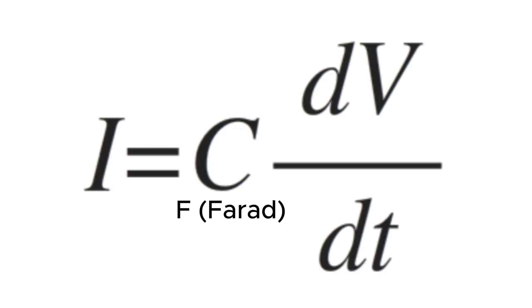The current flowing across a capacitor is given by the formula I is equal to C dV by dt, where I is the current, C is a constant term called capacitance, similar to the resistance of a resistor. It basically tells you how much electrical charge a capacitor can store per unit voltage, and dV by dt is the rate at which the voltage is changing with respect to time.